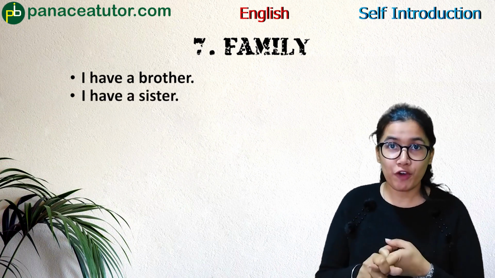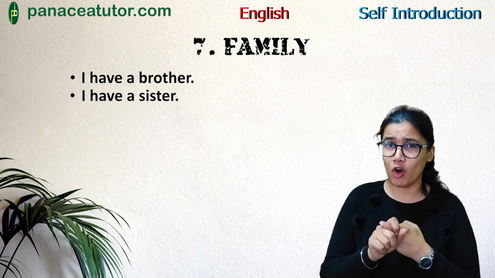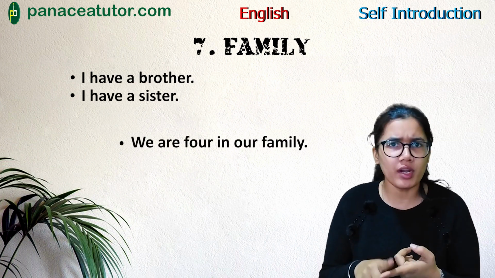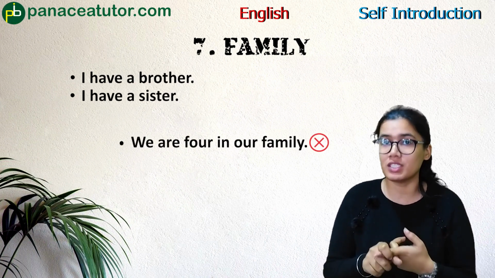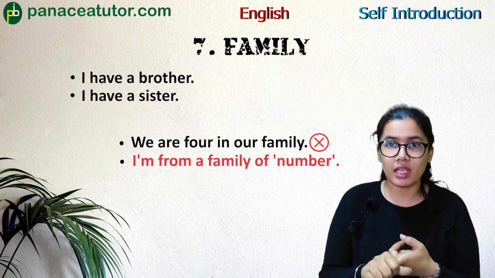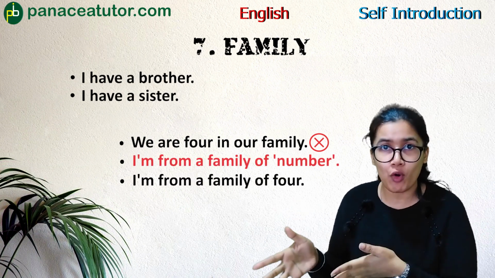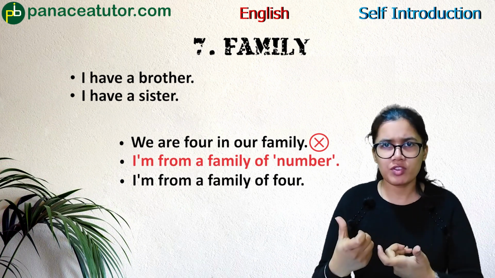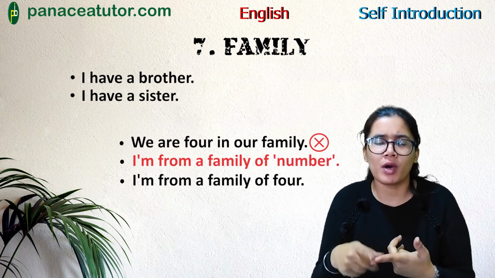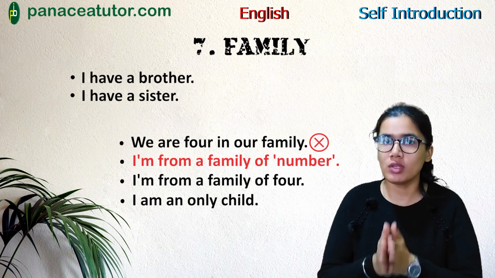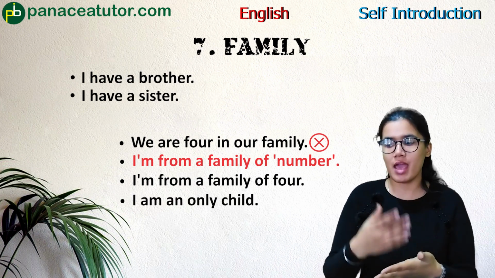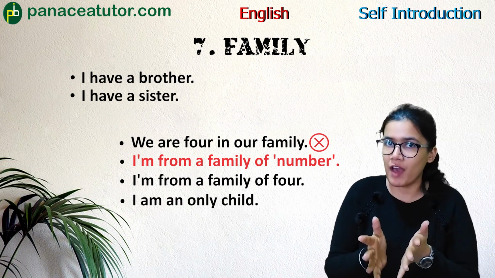Whenever you tell about your family, this mistake is quite common. You say, "We are 4 in our family." This is totally incorrect. The correct sentence will be, "I am from a family of 4." Or your number, whichever the number is, you can say, "I am from a family of 5." If you are the only child in the family, you can say, "I am an only child in my family."